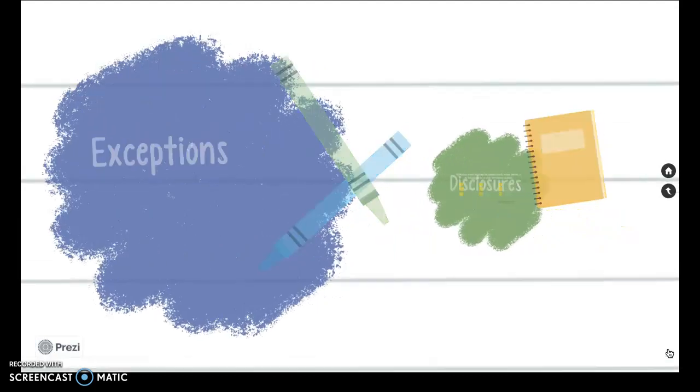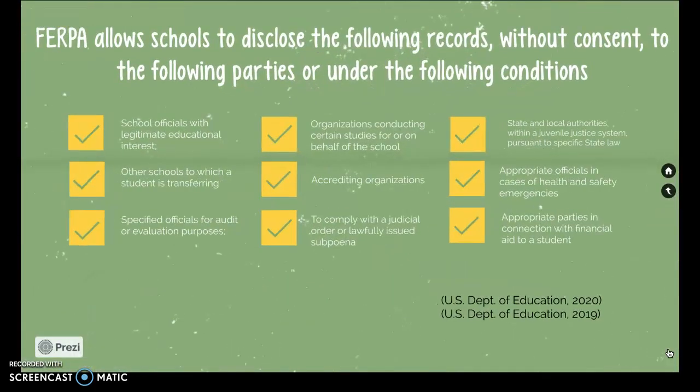Also, there are some exceptions. FERPA does allow schools to disclose the following records without consent. However, it is very much encouraged to let the parents know, and the following parties are under the following circumstances.